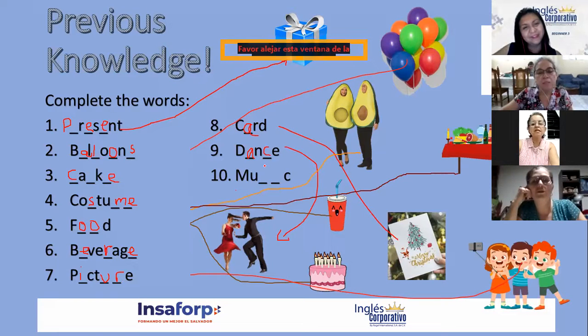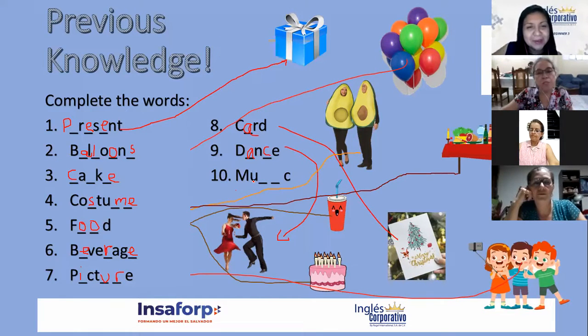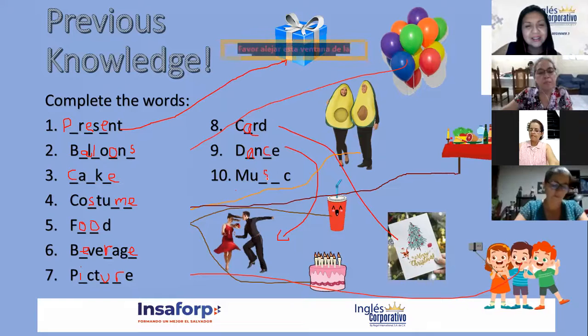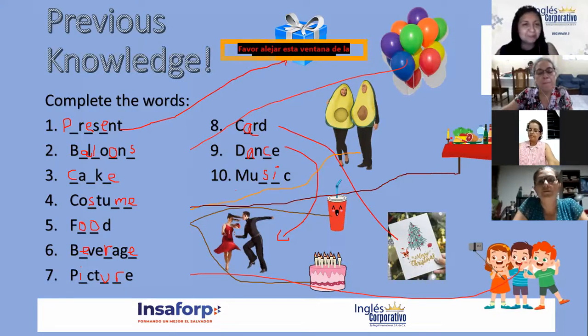G-E-N-C-E. Very good. And finally, yes, if you want to enjoy the party, you have to play some music. Music. Exactly. M-U-S-I-C. Excellent. Yes, music. Very good. What are the musical notes? In the corner.